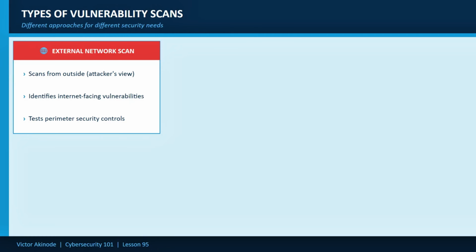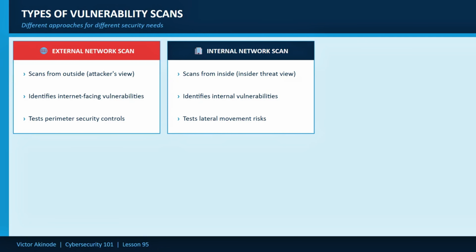line of defense. Now to the second one, which is the internal network scan, or network internal scans. And this one runs from the inside of your network. It simulates an insider threat or an attacker who has already breached your perimeter. It identifies internal vulnerabilities that aren't visible from the outside, and it tests lateral movement risks to know how far an attacker could go once inside.